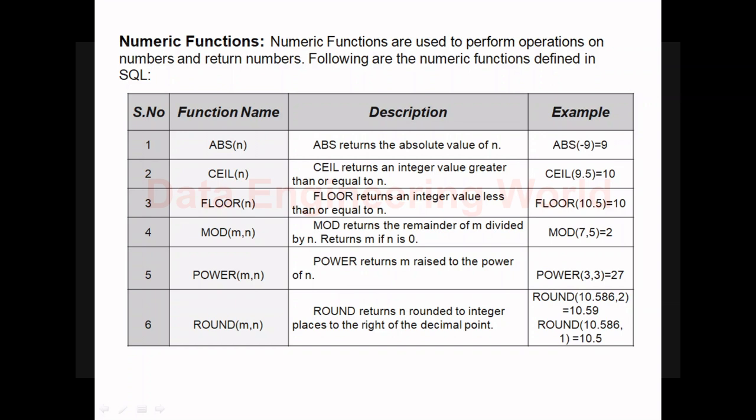The fourth numeric function in the list is mod, which returns the remainder of m divided by n. So we need to pass two parameters for this mod function, and it gives us the remainder of m divided by n. Let's use the mod function and see some examples.